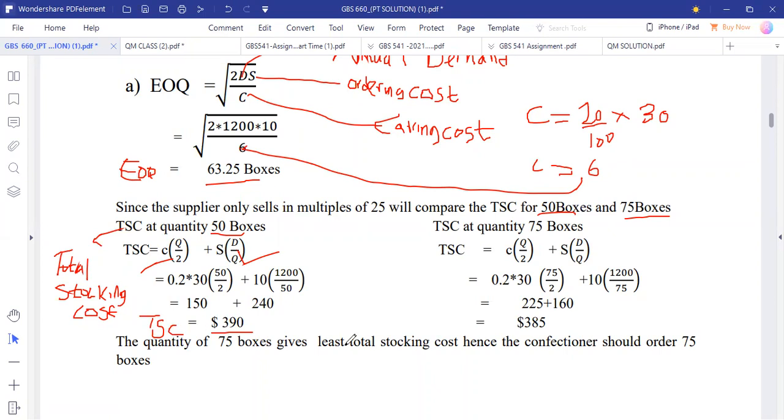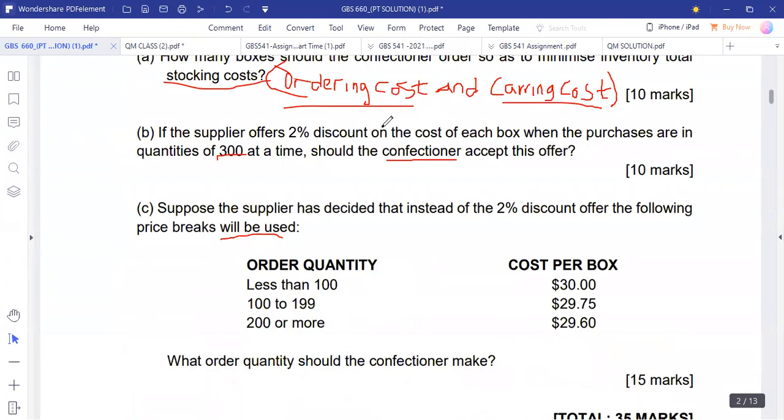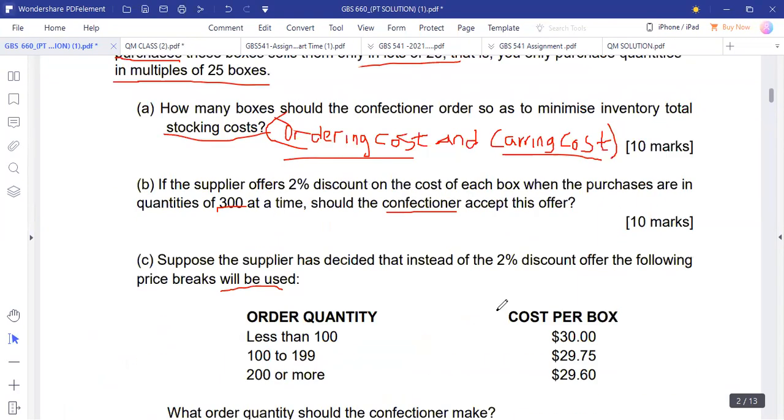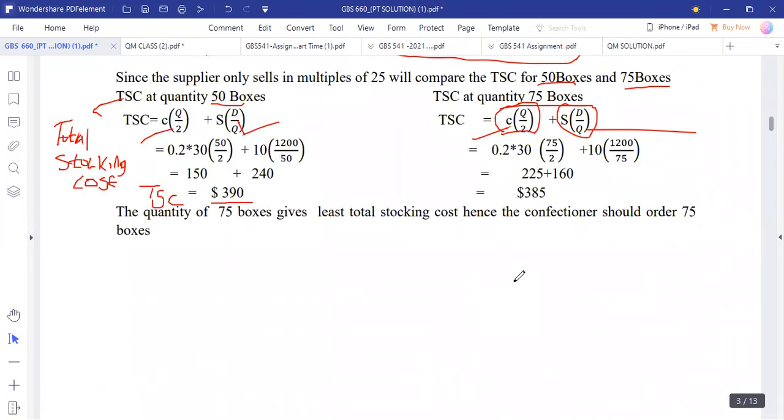Now we need to get down a little bit to find the total stocking cost at 75 boxes. So for the total stocking cost at 75 boxes, we get down to the formula. The first part of it is called annual carrying cost. This is annual ordering cost. So the 0.2 is a percentage that has been given in the question by the examiner, 20%. So 20% of the unit price is 6 kwacha or $6.